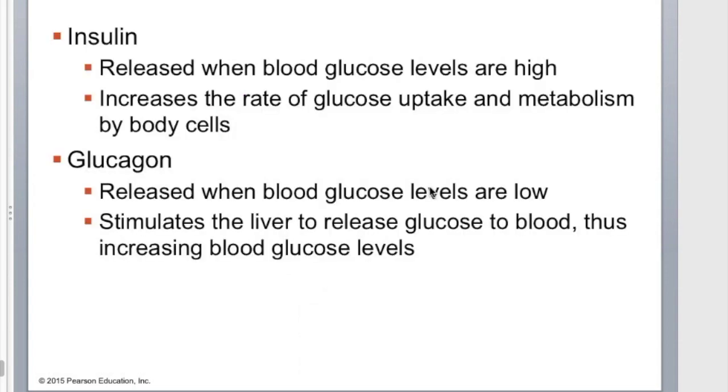Insulin is released when blood sugar levels are high, and it increases glucose uptake by cell bodies, which means insulin initiates the body to absorb more glucose into it. Glucagon is released when blood sugar levels are low, and it stimulates the liver to release glucose into the blood. So it's a pushing and pulling scenario. When glucose is high, insulin is released. When glucose is low, it releases glucagon to increase the glucose levels.